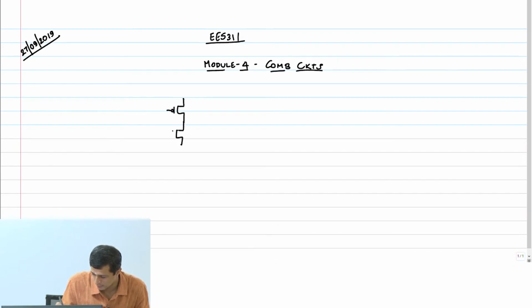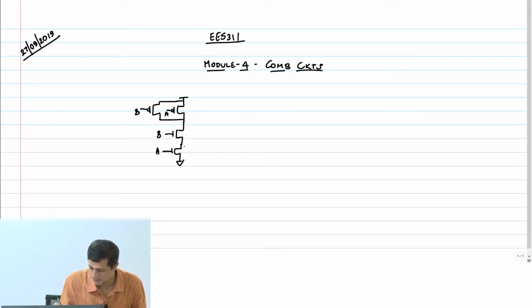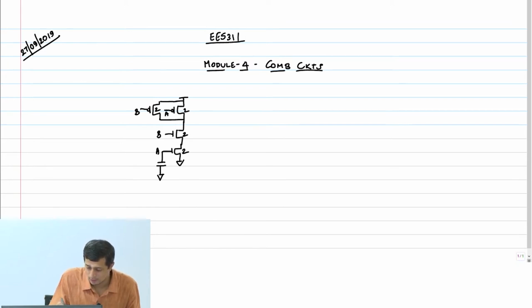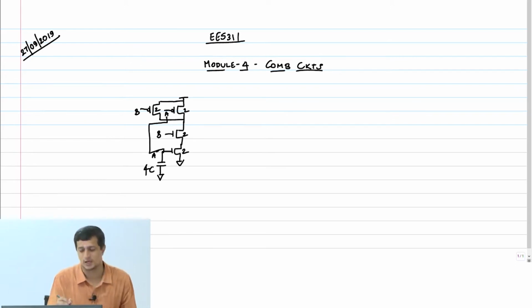NAND 2. A, B, A and B. Right. Then size is 2, 2, 2 and 2. So what's the net capacitance on input A? It is sum of both NMOS and PMOS capacitance. Right. So therefore you will get 4C. 2C from here and 2C from here.